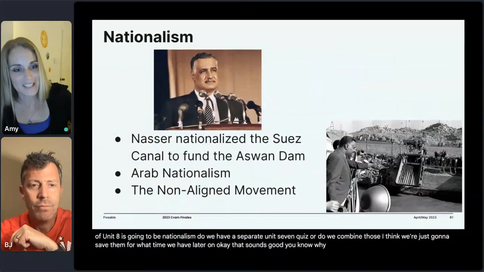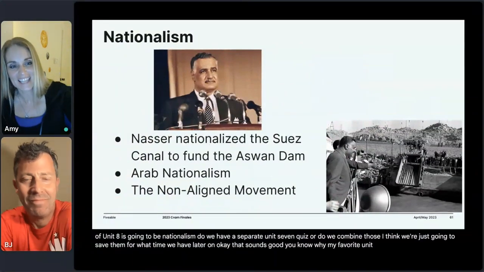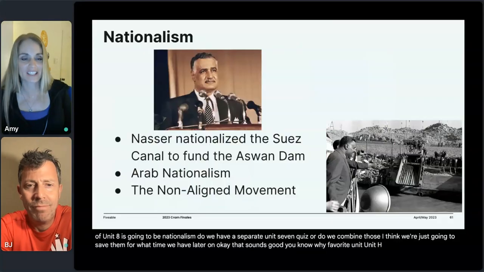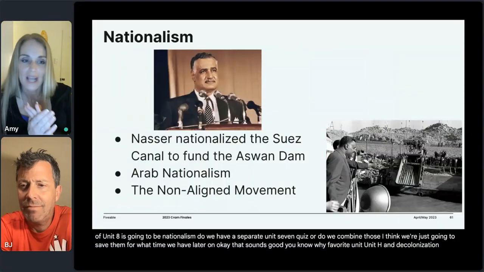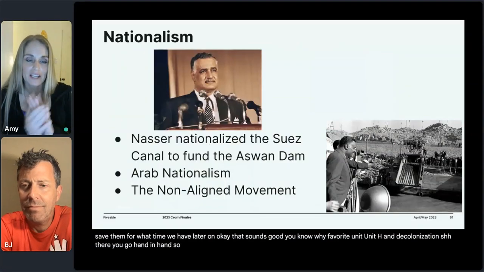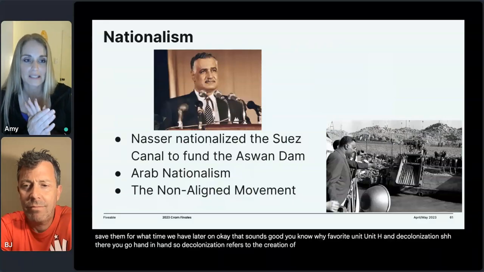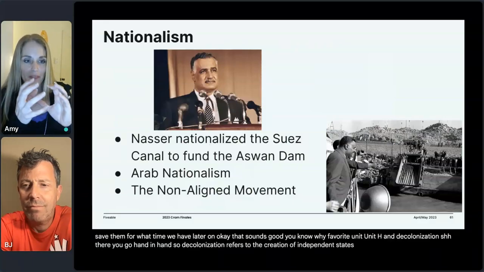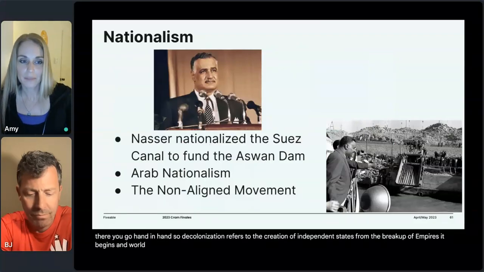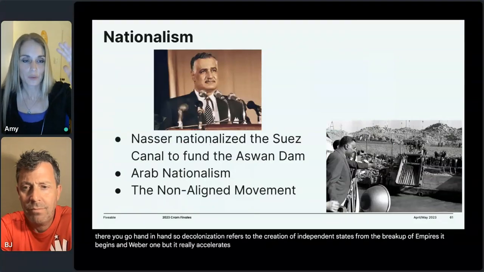You know why? Because this is my favorite unit. Unit 8, Cold War and Decolonization. They go hand in hand. So decolonization refers to the creation of independent states from the breakup of empires. It begins in World War I, but it really accelerates after World War II.